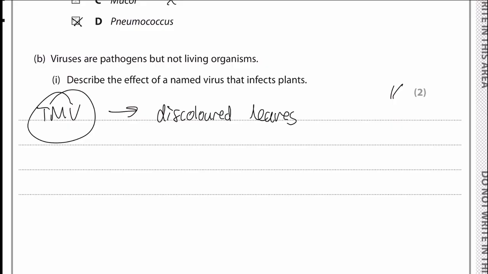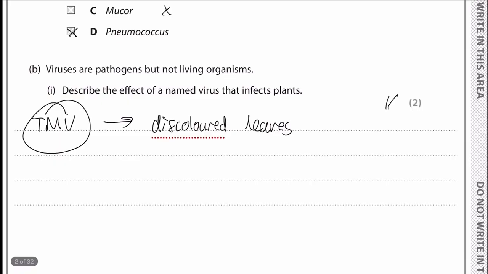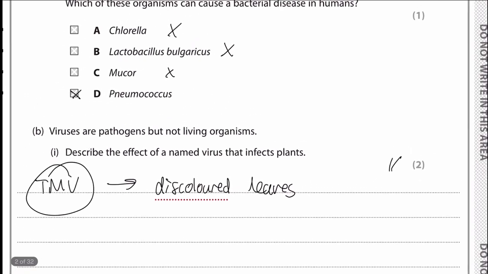Right? It leads to discolored leaves, and it causes problems with photosynthesis because of a lack of chlorophyll. So you can mention it however way you want. I'm going to just say discolored leaves because that's already enough. But essentially the consequence of the discolored leaves is that there's a lack of chlorophyll in these leaves, which means that less photosynthesis can occur, which causes many problems with the plant as they're not able to synthesize enough glucose.